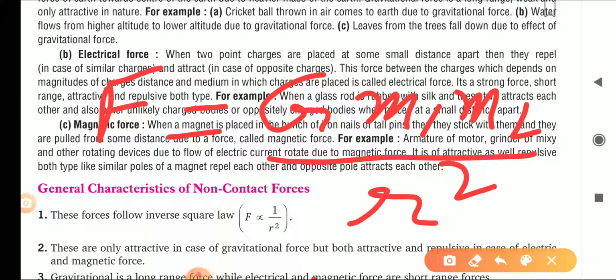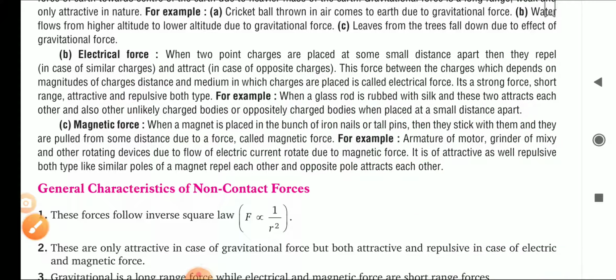So you don't have to bother about this constant and other things. You should just know that these are the formulas by which we can calculate the gravitational force and the electrical force that an object will experience when it is kept under the influence of such a force. So F equals G m1 m2 upon R square.